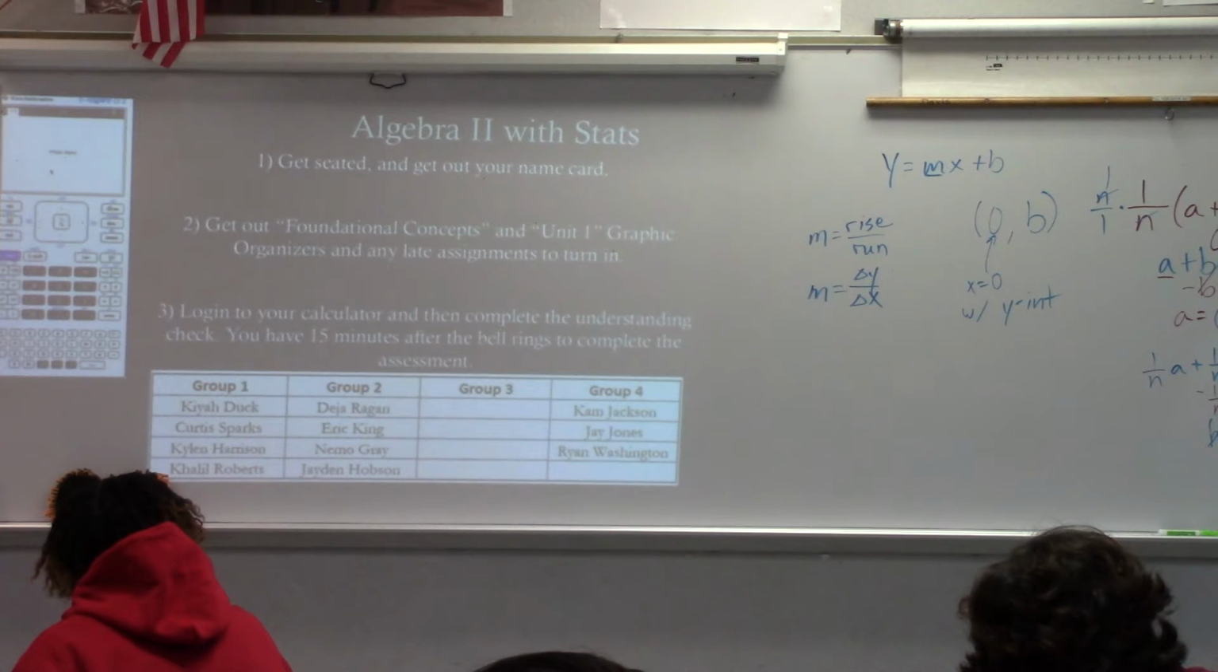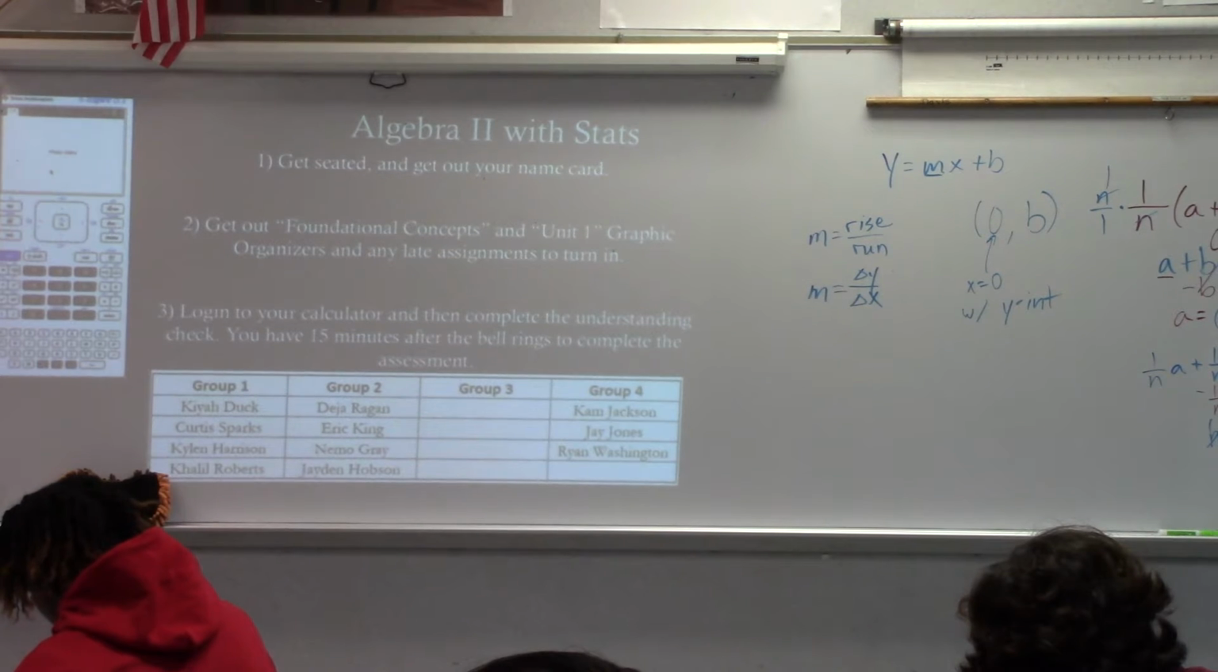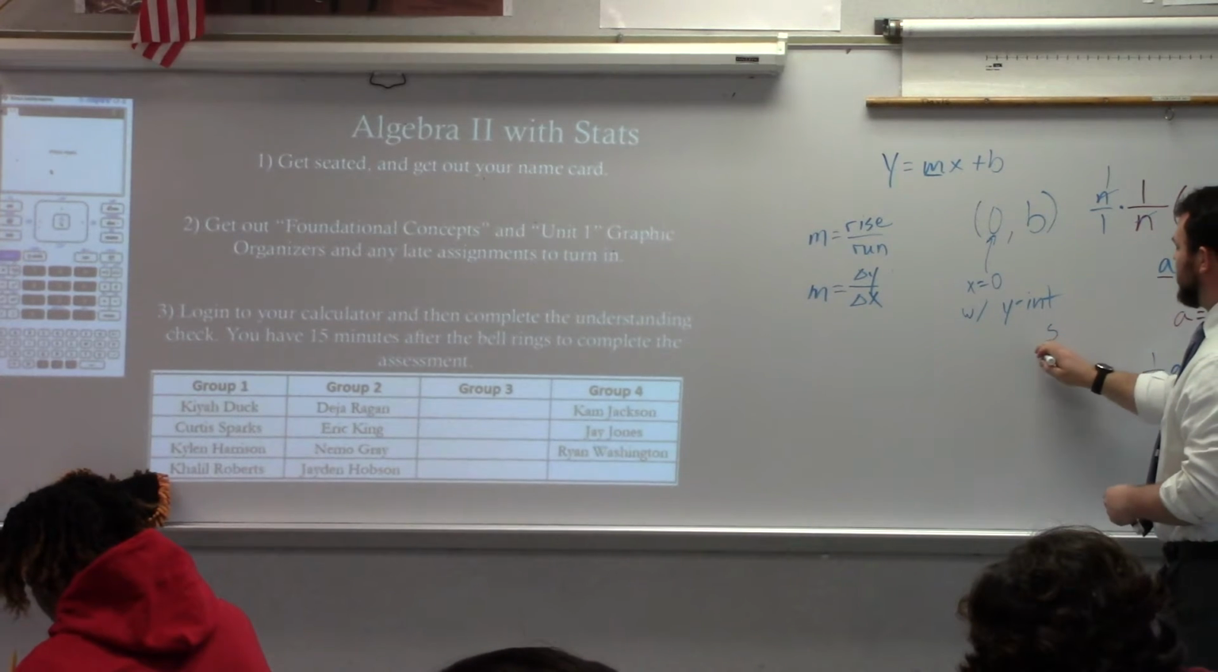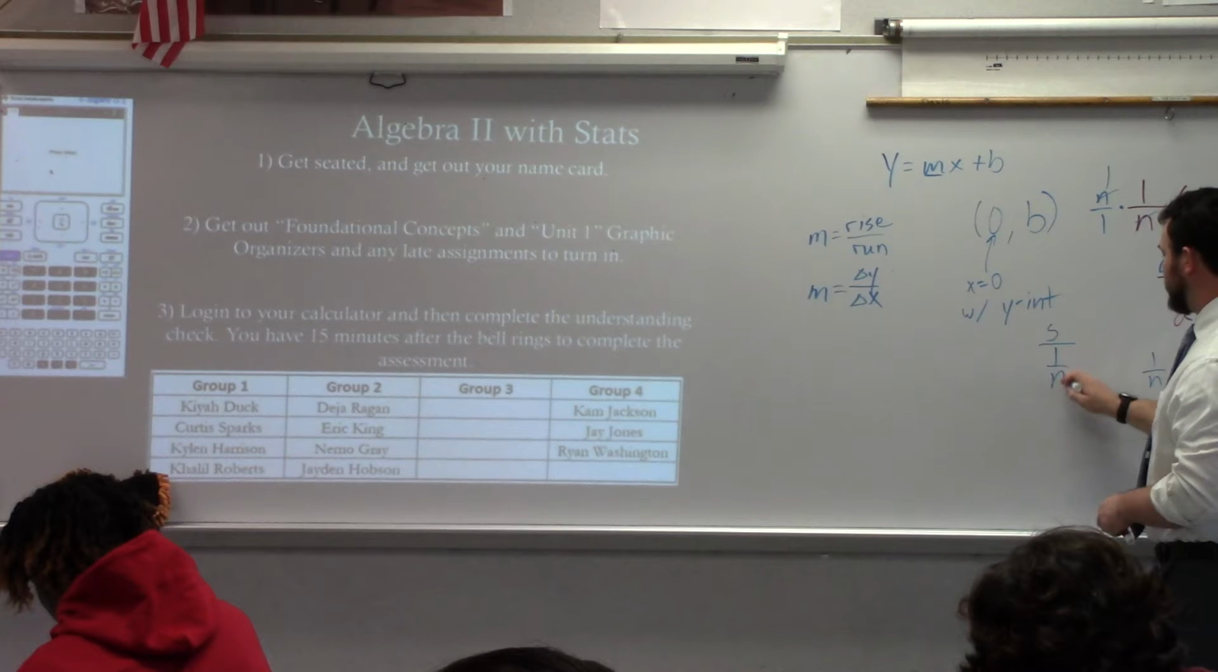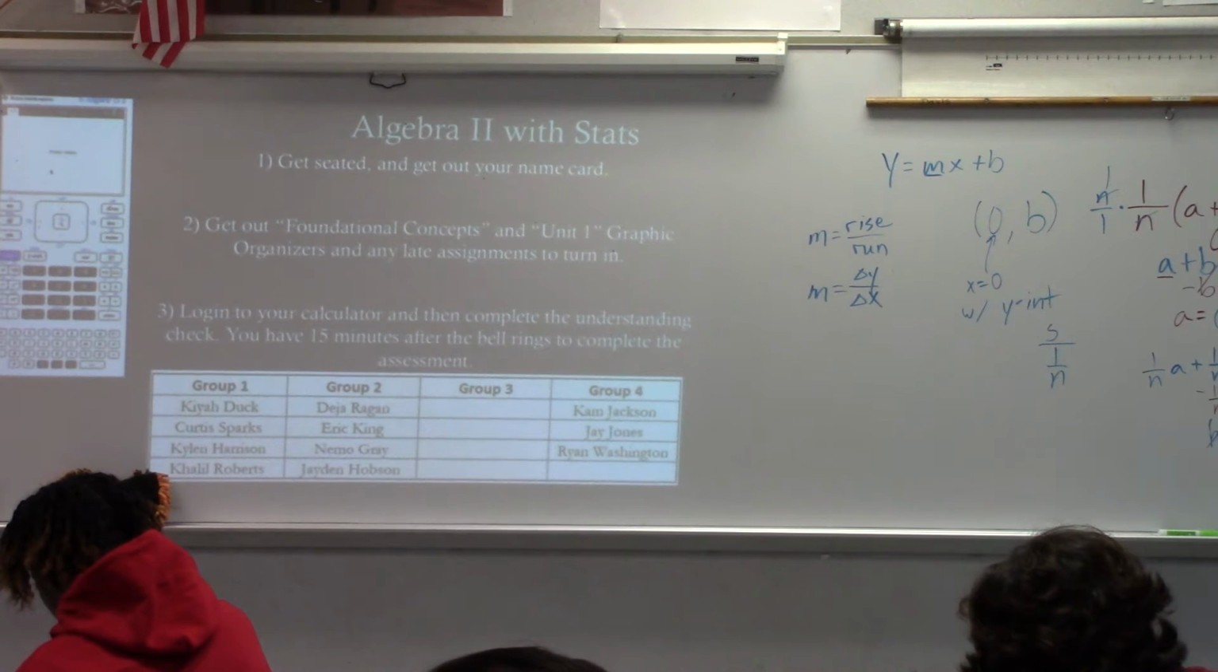Yes, sir. So is it wrong to still have 1 over n in your answer, like a equals s, 1 over n minus b? S divided by 1 divided by n. I think I wrote it like that. Yeah. It's not technically wrong, but we don't leave fractions within fractions.